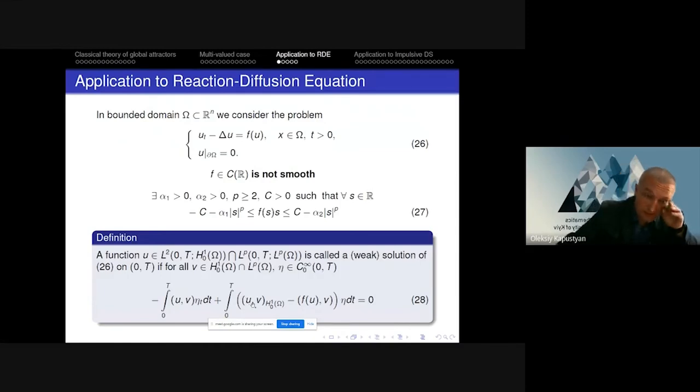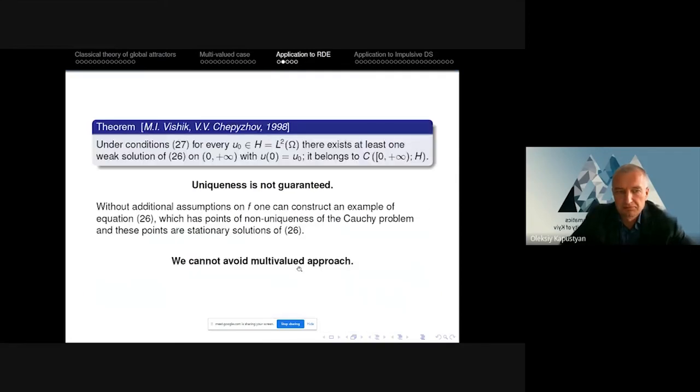Let's consider an application of this construction to a reaction diffusion equation with non-smooth interaction function. So we assume that F satisfies the sign and growth assumptions, but without any inequalities on derivatives. This is the definition of weak solutions, without any changes with the single valued case. And it can be proved that for every U0 from the phase space L2, there exists at least one weak solution. This weak solution exists globally and belongs to the space of continuous functions. But uniqueness is not guaranteed.